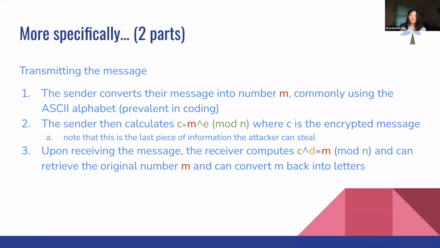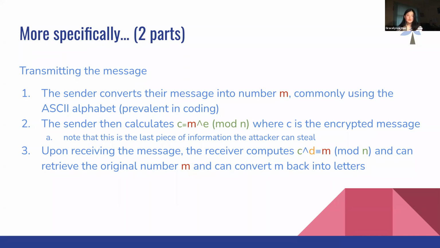And technically, attackers can still steal C, but the idea is that they're not able to then decrypt this message. But when the receiver of the message gets it, they can compute C, again to the power of D, which is congruent to M, which is the original message, mod N, and then retrieve the original number M and convert it back to letters because they know that they're going to use the ASCII alphabet.